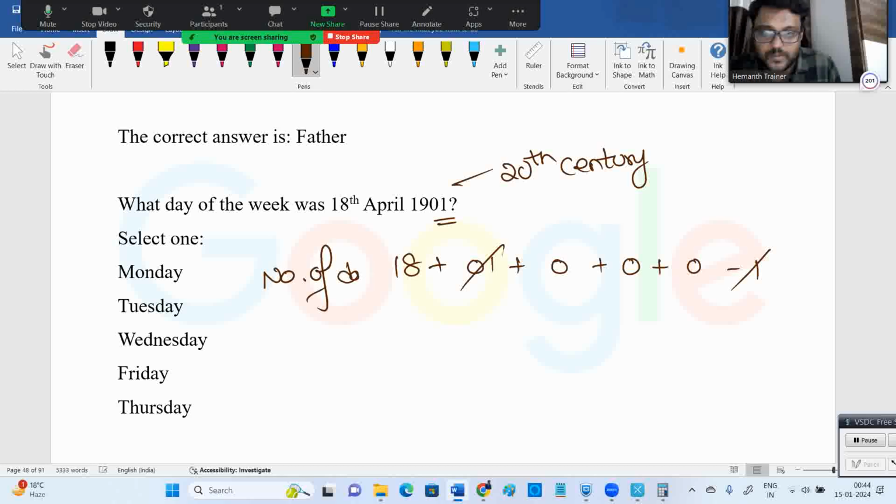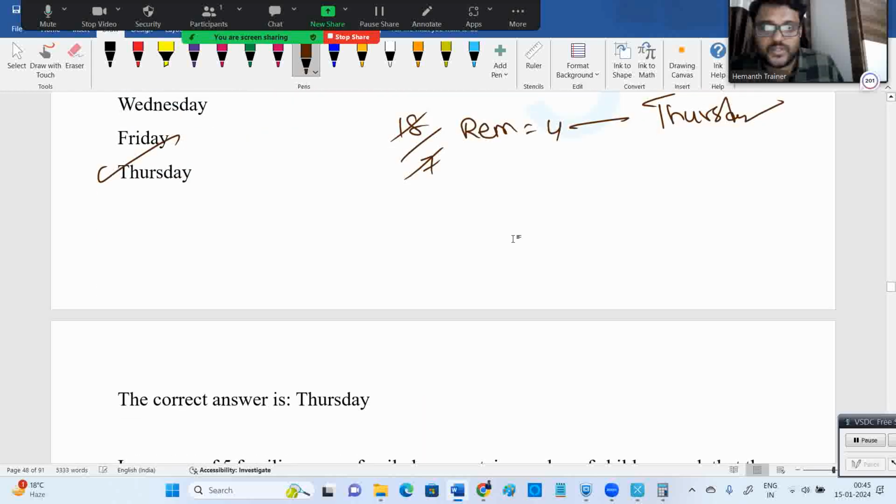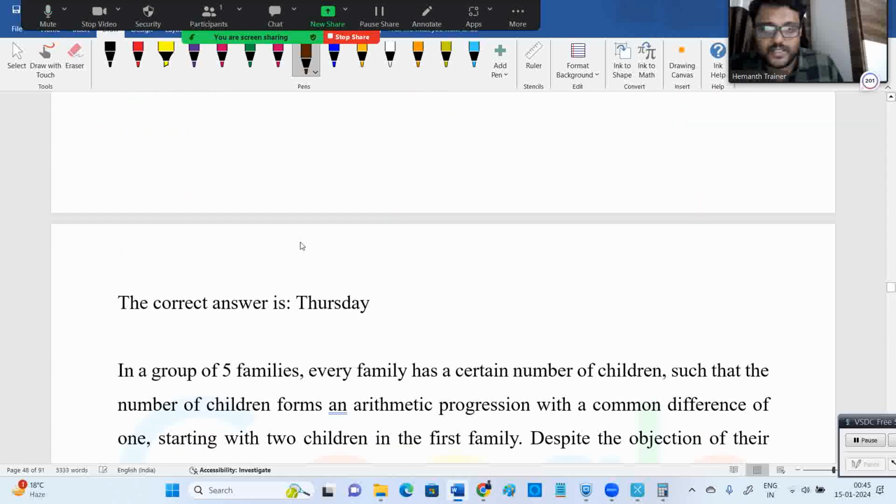Odd days is nothing but dividing by 7 and taking the remainder. The remainder is equal to 4. When the remainder is 4, the day is Thursday. So it is date plus last 2 digits of the year plus the quotient of last 2 digits divided by 4, then month code, century code, minus 1. You can see the calendar videos on my channel, and you can understand all these things.